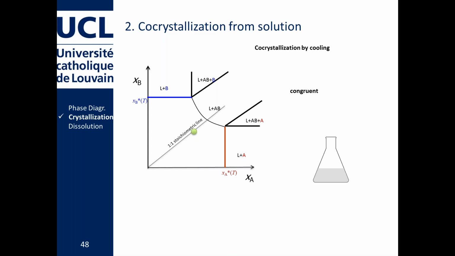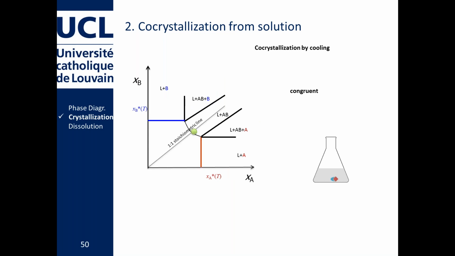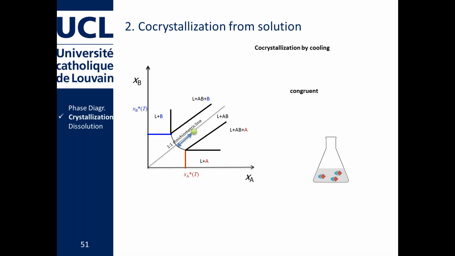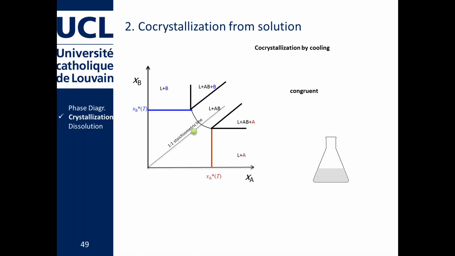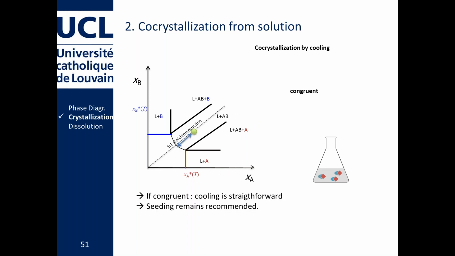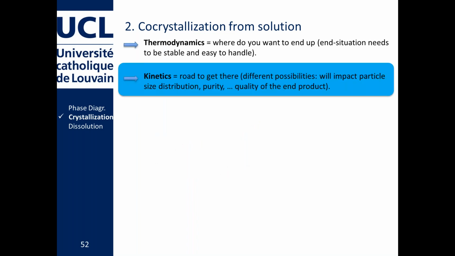Now, what happens if you change the temperature? If you change the temperature, you keep your overall composition constant, my green dot, but I change my solubility. So you change your diagrams, you lower the solubility, and you enter the zone where the co-crystal comes out. So it's a little bit different than when we had the evaporation. Now we change the diagrams. Again, if the system is congruent, cooling is straightforward, and I always recommend seeding.